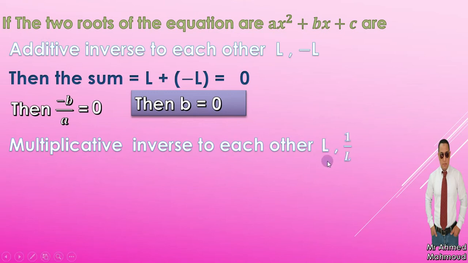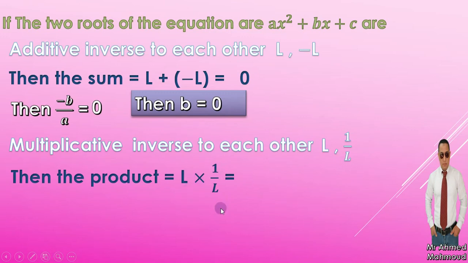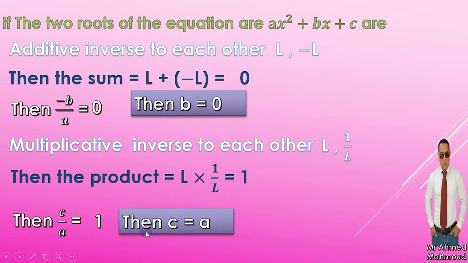So, by looking at the product this time, the product is L times 1 over L equal to 1. So, C over A equals 1. Okay? If C over A equals 1, then by sending A, C equals A times 1, which is A. So in that case C equals A. This is a special case. If they are additive inverse, then B equals 0. If they are multiplicative inverse, then C equals A. Remember with me this remark.